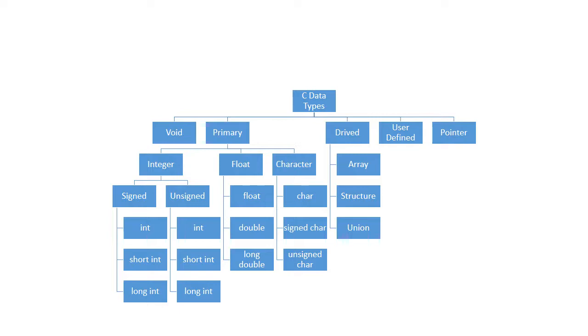Similarly, we have float, double, and long double. So we can store simple real numbers, then higher real numbers, and still higher real numbers. Values of even higher real numbers can be stored in long double. Similarly, we have character, signed character, and unsigned character. Then we have derived data types, which consist of, let's say, array, structures, and union, which you will cover in next lectures.